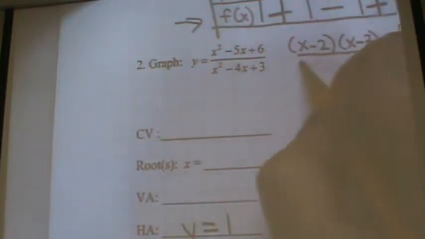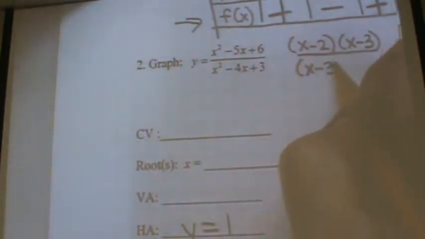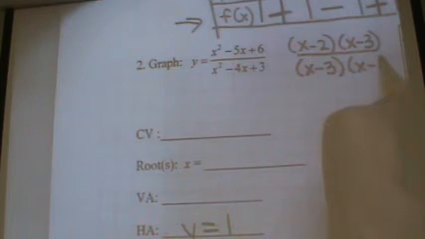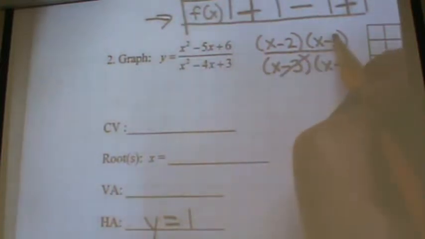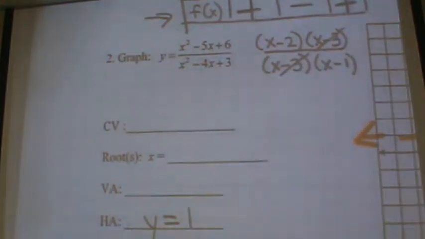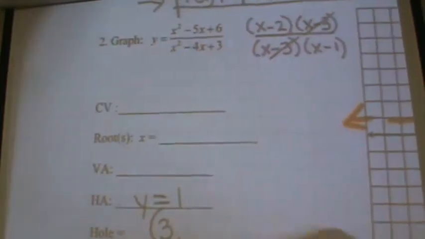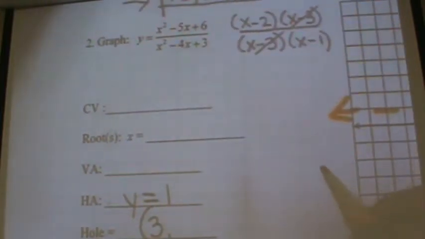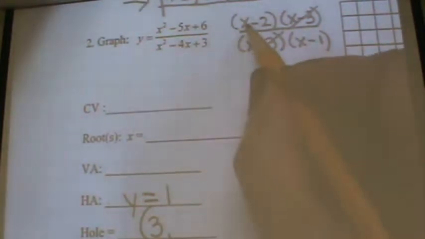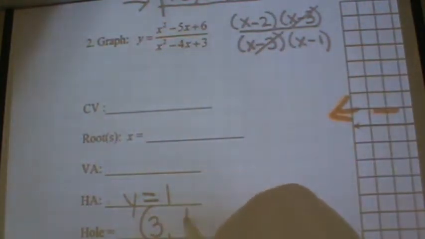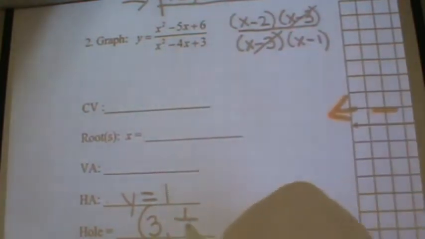And then what? That's what I got. Oh, we have a hole. See, right away, you saw it. Where's your hole? At 3. Where? Is that 3? 3 what? 3 minus, put a 3 here. 3 minus 2 is? 1. And what's 3 minus 1?